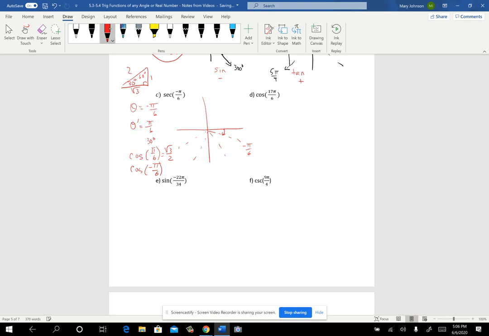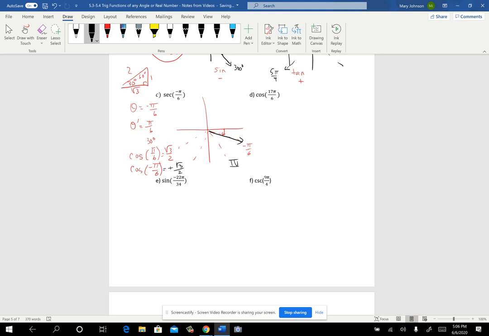Okay, so I have to think about the quadrant I'm in. See how I'm down here? That's in the fourth quadrant. See how I'm to the right? So that means it's going to be positive. Okay, so it would equal positive square root of 3 over 2. So it turned out to be the same as the cosine of pi over 6.